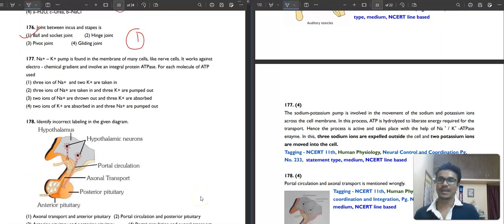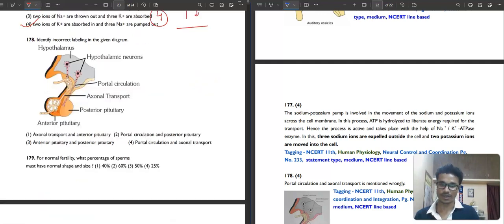Question number 177. It is saying that the Na+ and K+ pump is found in the membrane of many cells, like nerve cells. It works against the electrochemical gradient and involves an integral protein, ATPase. For each molecule of ATP used, what? This is the easiest question. 2 ions of K+ are absorbed and 3 Na+ are pumped out. So the fourth option is your correct answer.